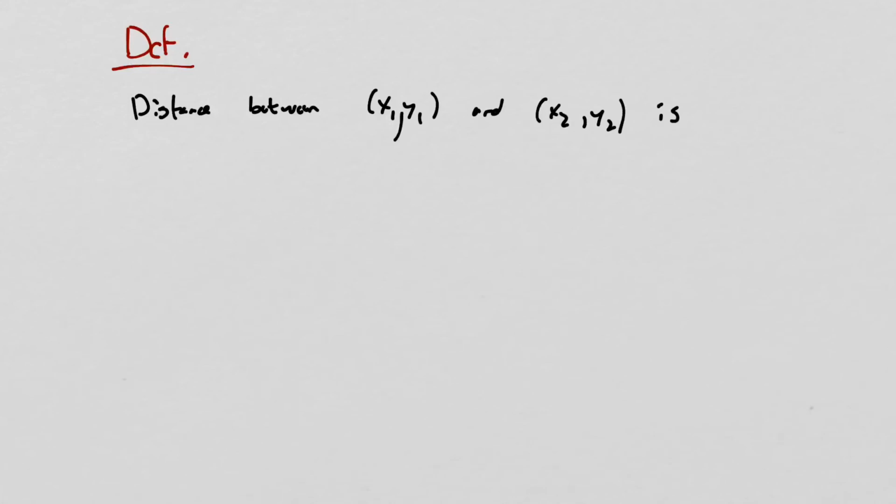Let's summarize the distance formula one more time. So we say that the distance between the points x1, y1 and x2, y2 is given by the following number.